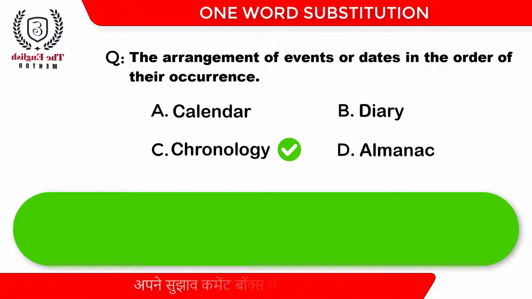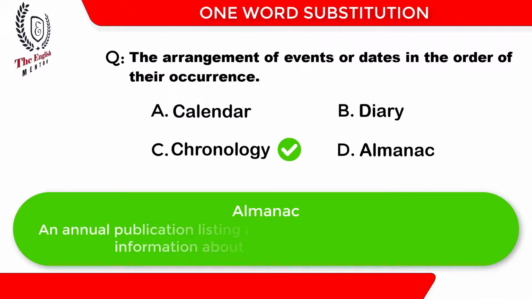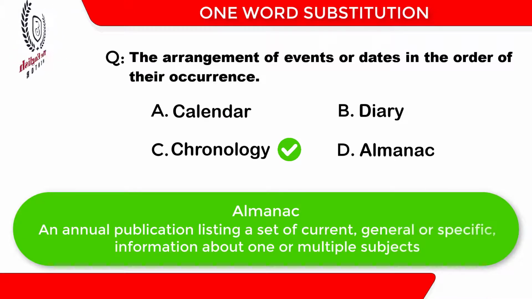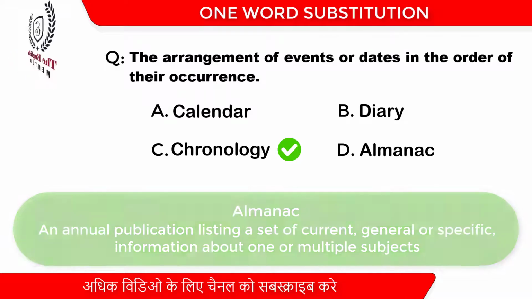And you know the answer of chronology. Now the 4th option is almanac. Almanac is an annual publication listing a set of current, general, or specific information about one or multiple subjects.